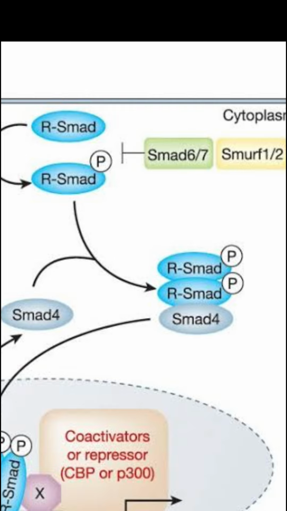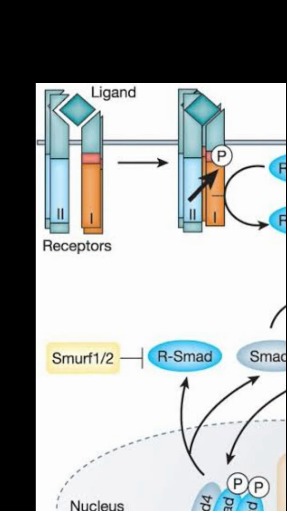SMAD7, an inhibitory SMAD or I-SMAD, is induced by TGF beta itself, a negative feedback loop. The SMAD7 blocks the R-SMAD phosphorylation and recruits ubiquitin ligase, that is SMURF1/2, to degrade the receptor. So it is the regulation and termination of the signaling.